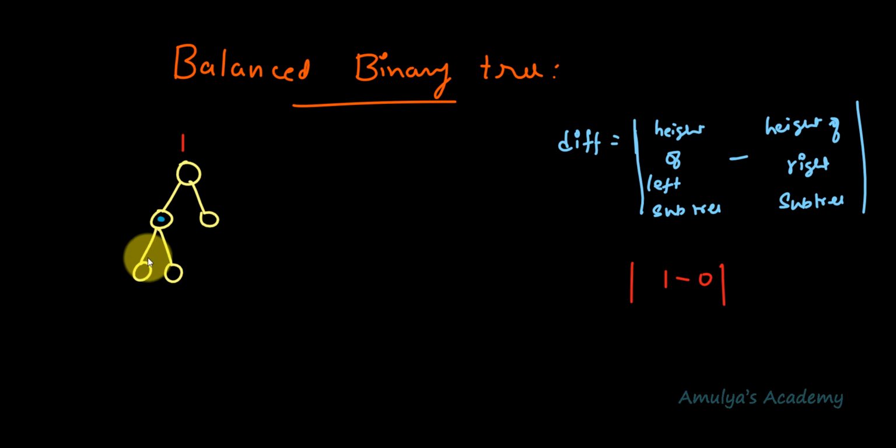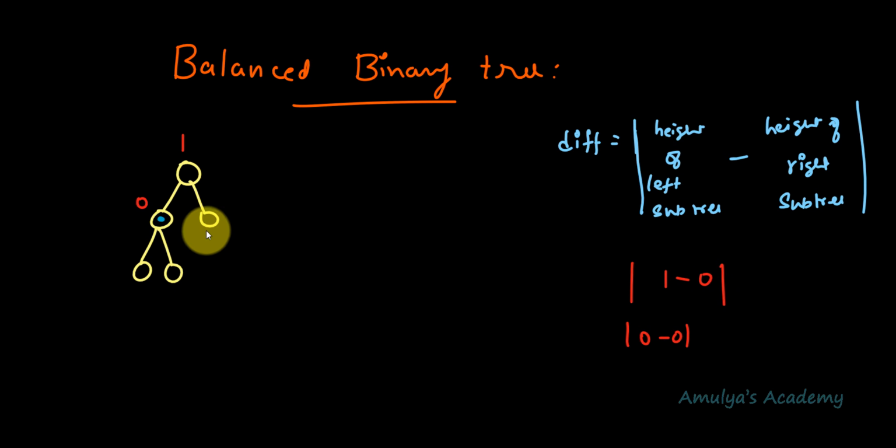So now we know the difference of this node. Next, let's move on to this node, okay? We need to find this difference for every node. This is the left subtree and this is the right subtree. And here we can see the height of this tree is 0 because this is a leaf node, and the height of this is also 0. So we'll get 0 minus 0. Okay, so here we'll get 0.